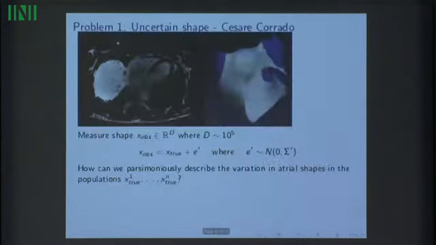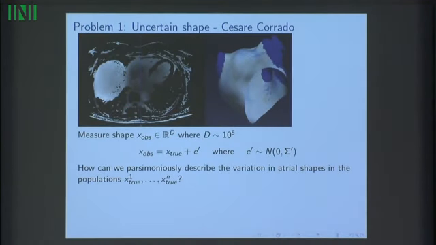Okay. So, I thought I'd mention 3 specific problems we've been thinking about. The first 2 are published or in publication. The third one is more speculative, where we're going next. So the first one is to do with the uncertain shape, and this is work primarily done or led by Cesare, who's in the audience somewhere, I expect. No, maybe he's not.